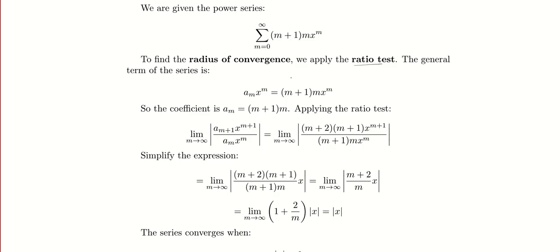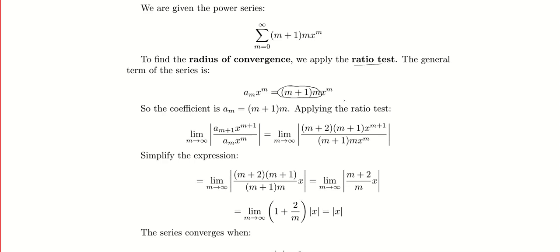So the general term here of the series is a sub m times x to the mth power, which for us is (m+1) times m times x to the mth. So the coefficient is this part right here, and that's multiplying x to the mth power. So let's apply the ratio test.